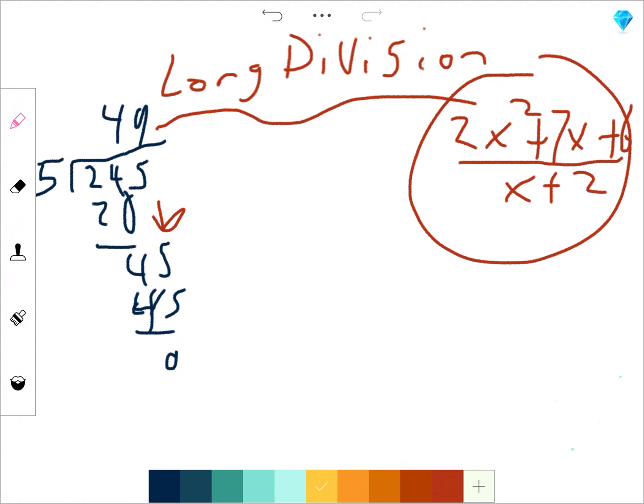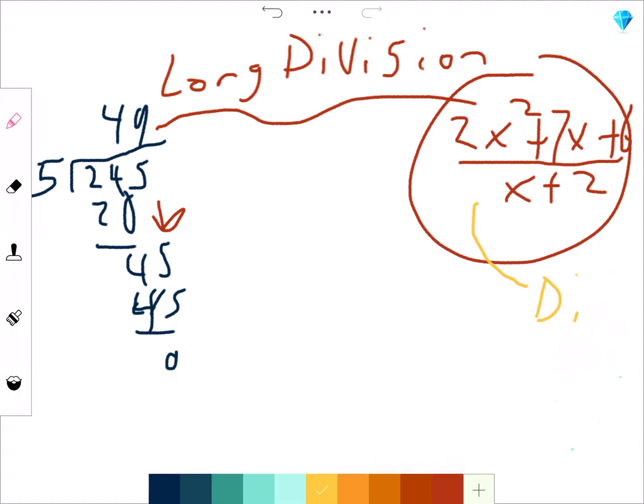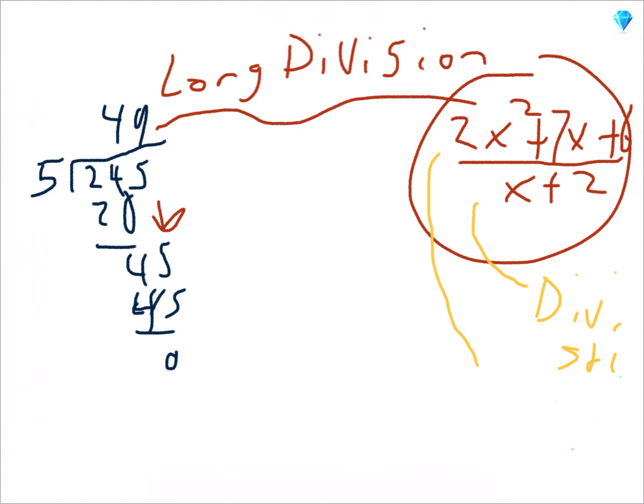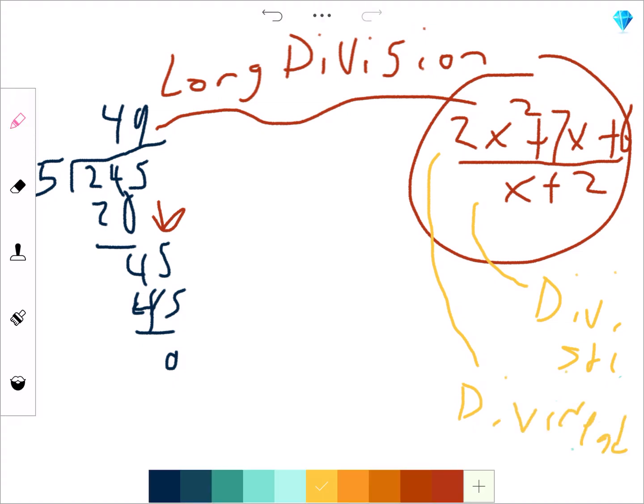How we're going to set it up is, first of all, the thing underneath the division bar, or the fraction bar, whatever you like to call it, that's the divisor. That's basically the 5 that you see on the left, on the outside of the division bar. On the top of the fraction bar, that's the dividend, which is also the 245 in the normal long division problem.